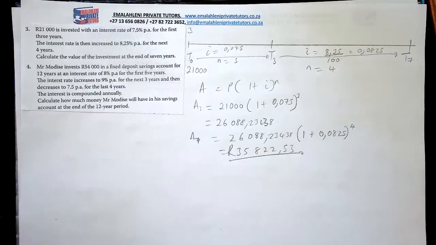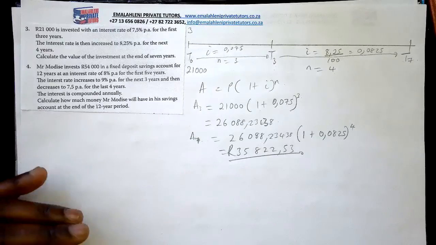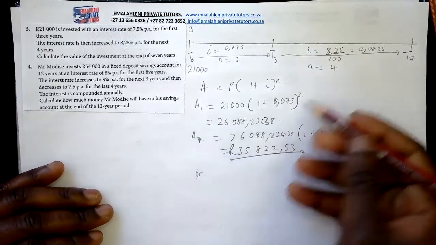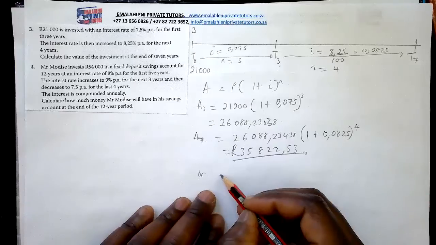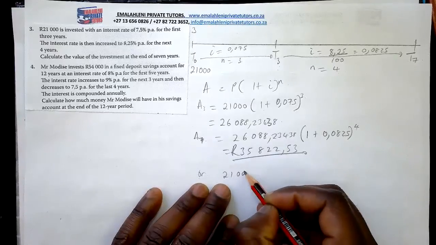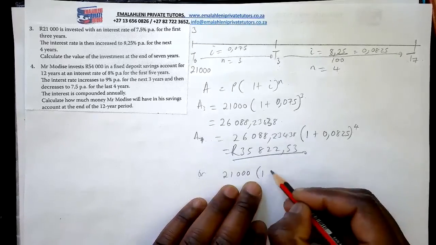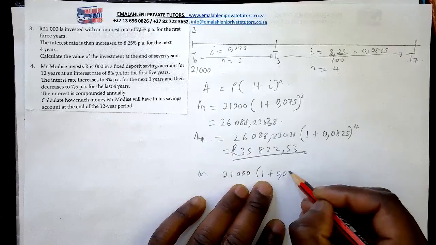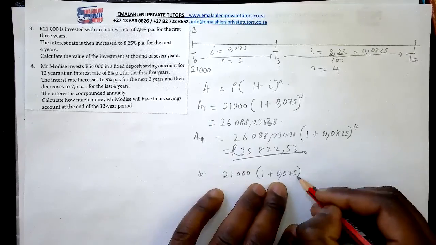Or what you can just do, which is quite easy, is apply the same thing, but you just say 21,000 in brackets 1 plus 0.075 to the power of 3.